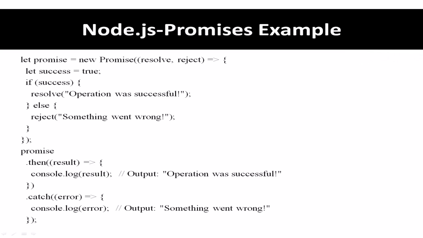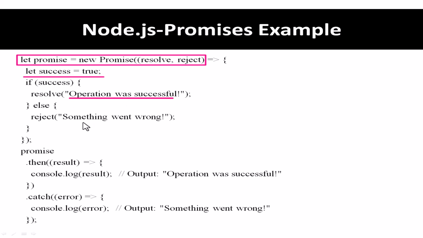Here we have another example. First one is let promise equal to new Promise, and it uses two parameters: the first is resolve and the next is reject. If the success boolean is true, it is going to print the message "operation success", else it is going to reject with "operation is wrong". First parameter is resolve and the next parameter is reject. Now here we are using a promise.